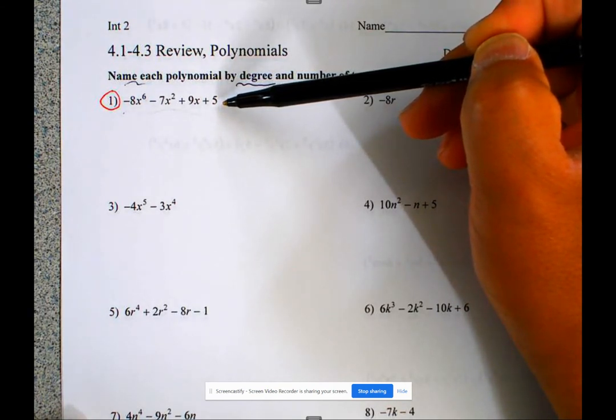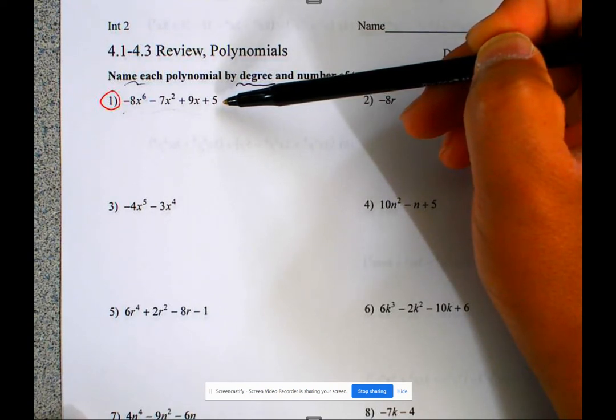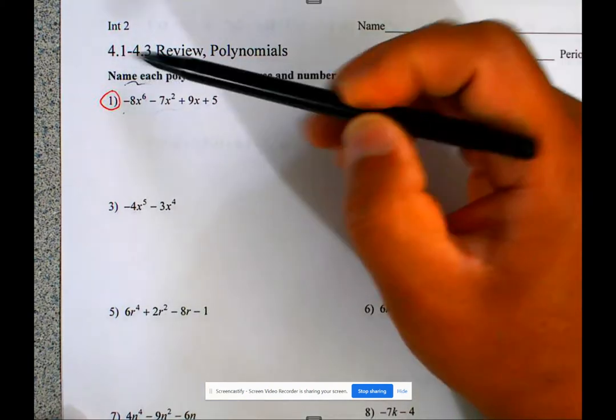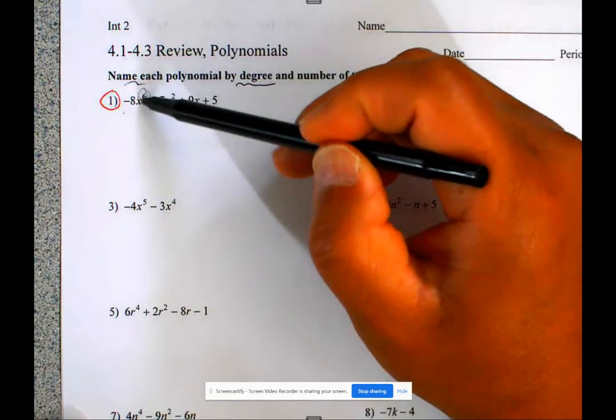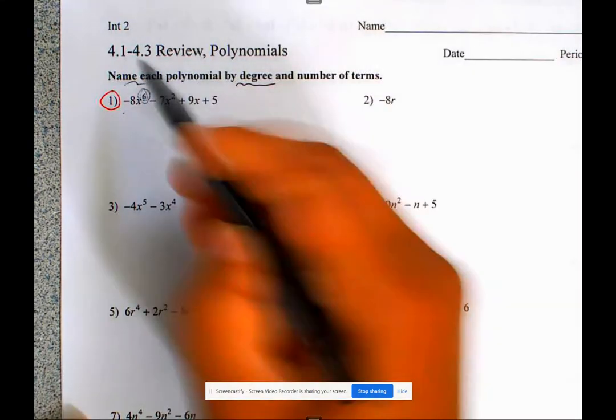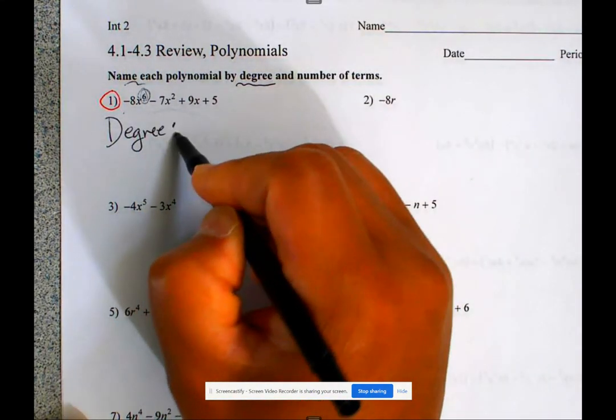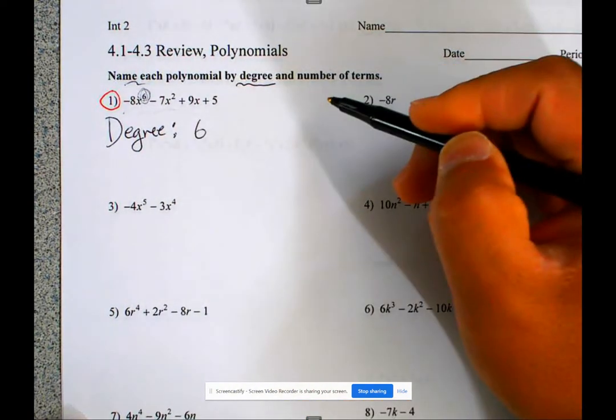And Mr. Duncan wrote it down. Okay, it says no power. If you have a variable, constant, then that will be 0 power. All right, so in this case, we have x to the 6th power. So that will be, degree will be, all right, 6.